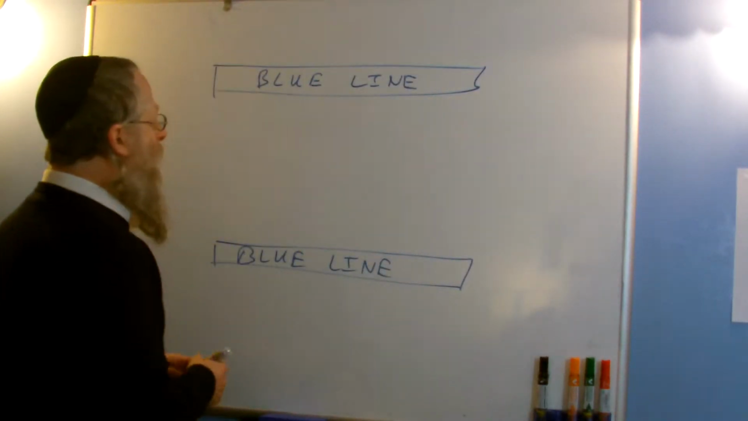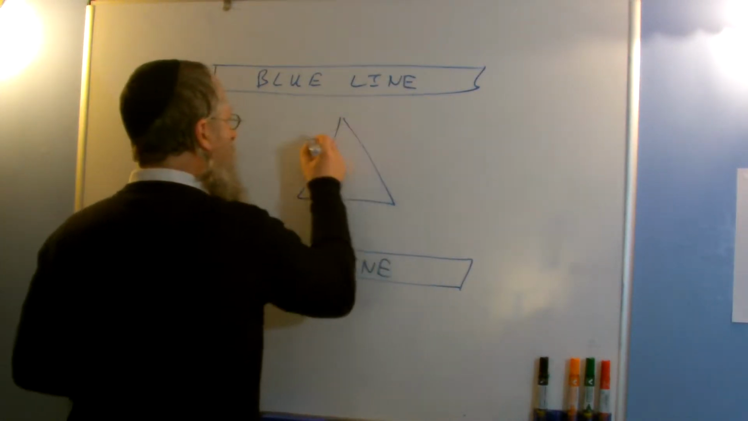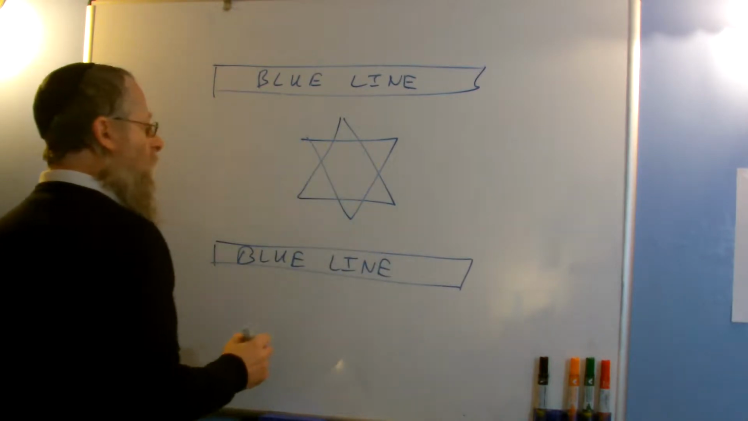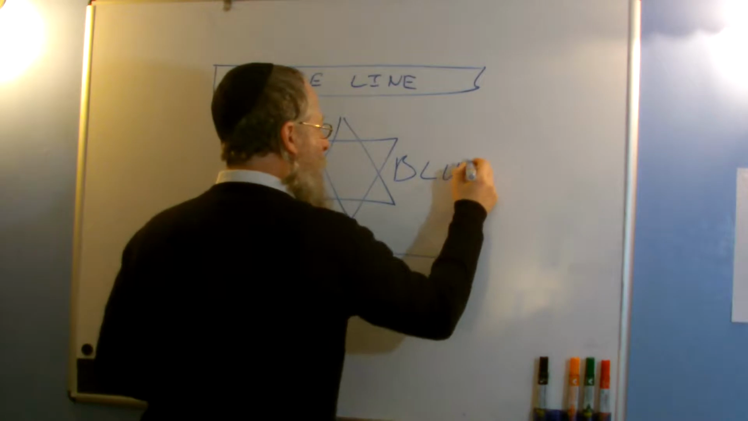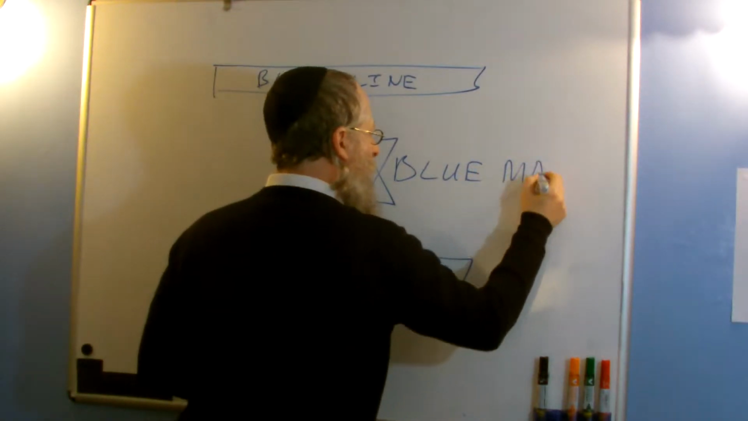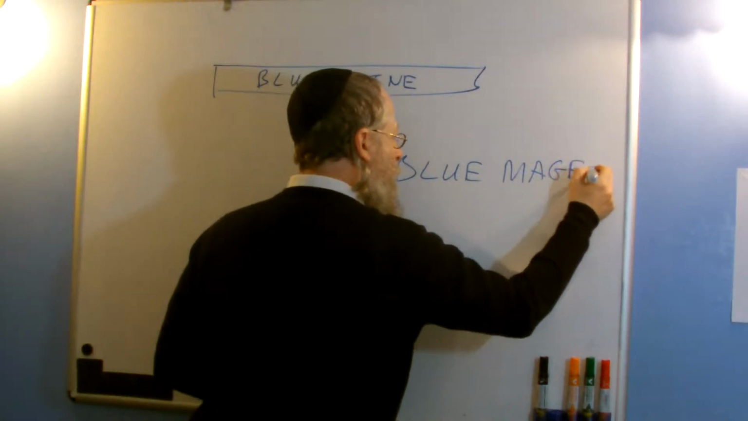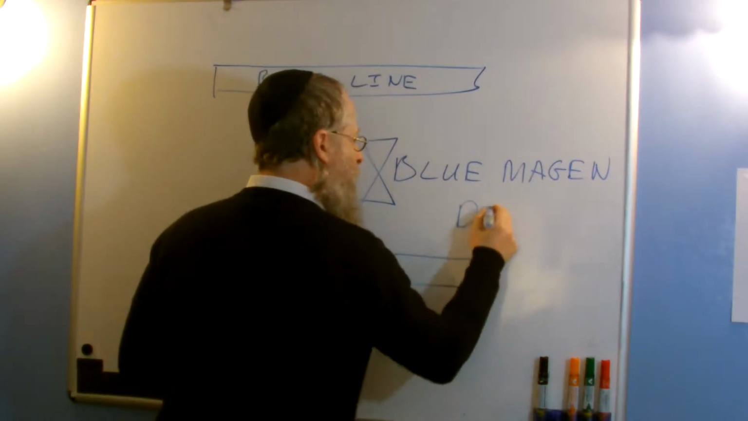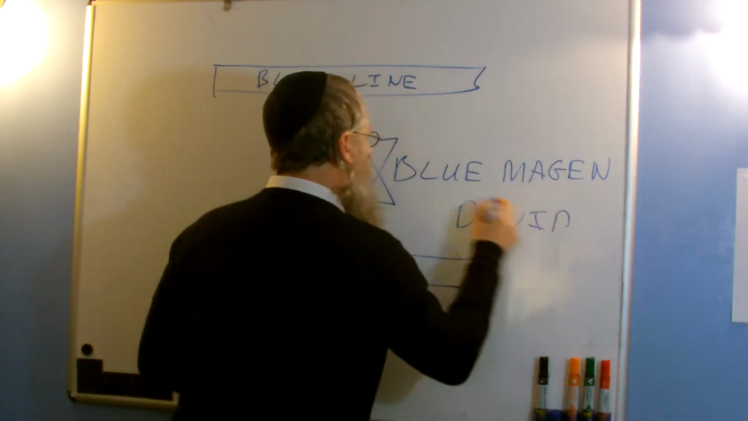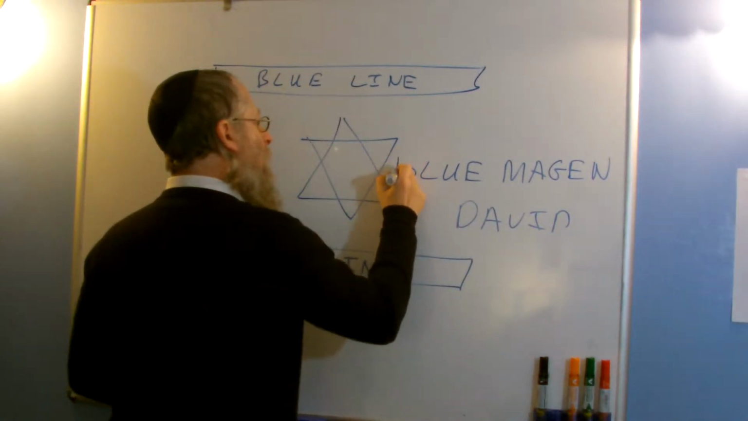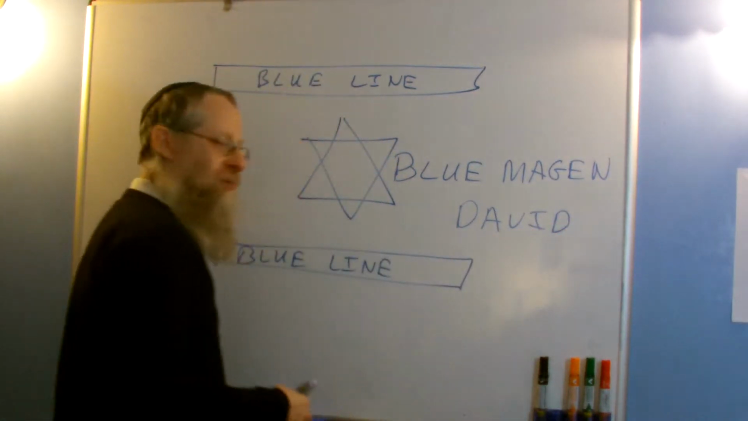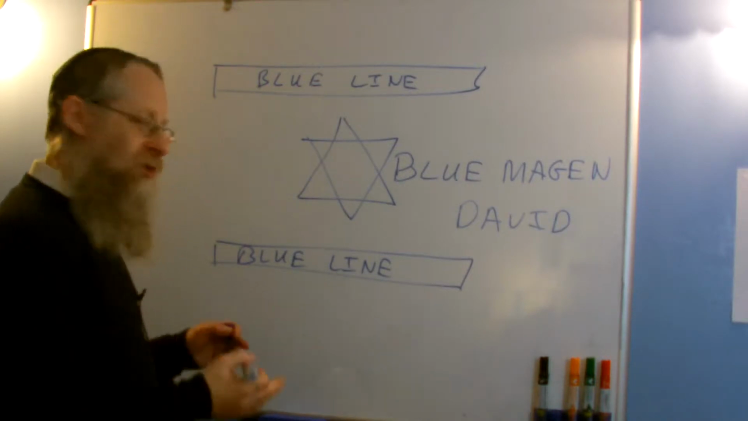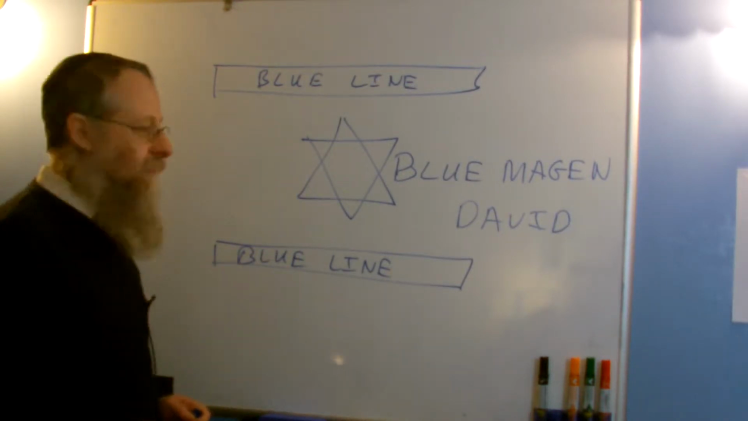So we have a blue line and a blue line, and we have a blue Magen David. Magen is a Hebrew word meaning shield. David. Historically, we have no idea whether this goes back to King David. It seems to be a tradition that's passed on, but we'll show that his name is connected to it.